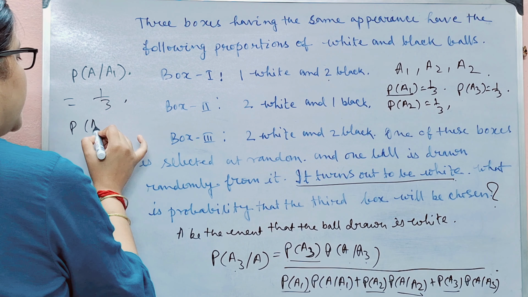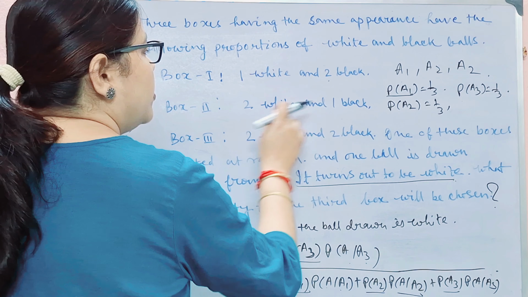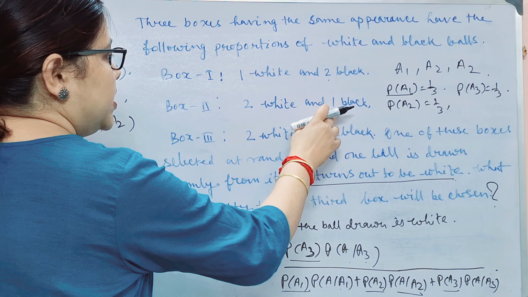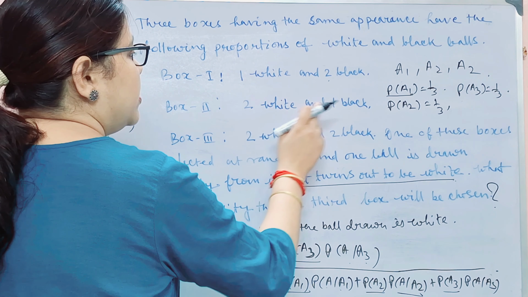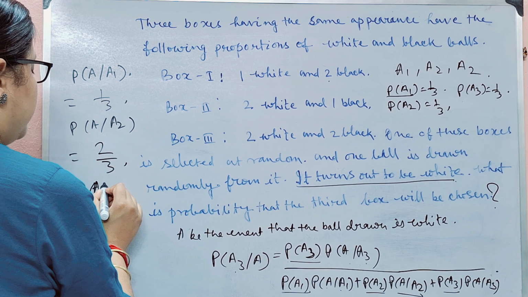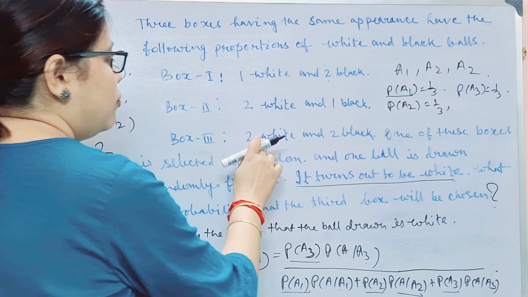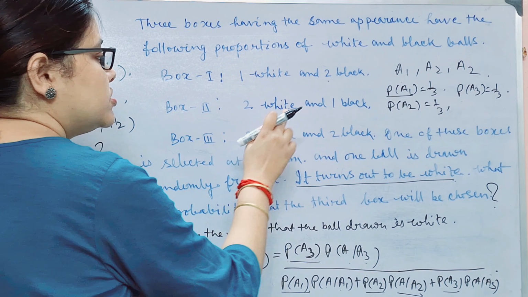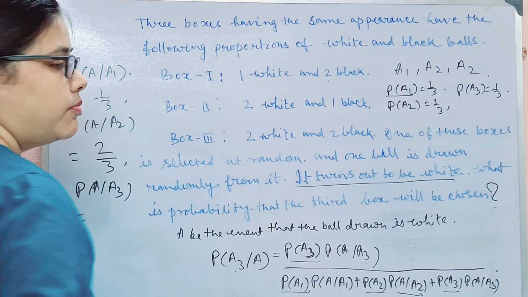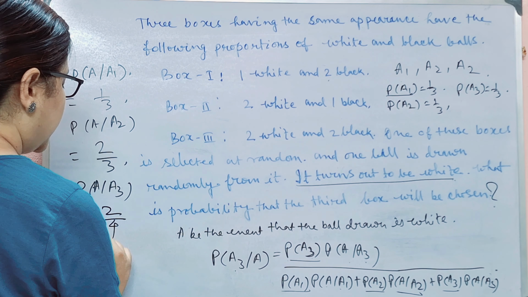Similarly probability of A by A2 will be, I am drawing white ball from the 4 numbers of total number of balls are 3, so that will be 2 divided by 3. Probability of A divided by A3 will be equal to, I am drawing two white balls from the total number of balls, 4 balls from the box 3. So that will be 2 divided by 4, that is half.